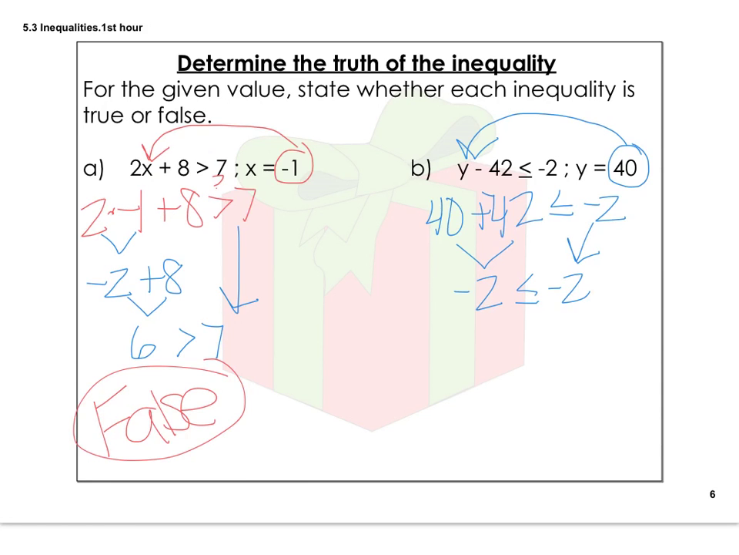Now, this one some students have difficulty trying to figure out, is it true or false? Because negative 2 is not less than negative 2, but because it has this equal to, it actually makes this one true. If it did not have this equal to sign, then that would be a false statement. Because it says less than or equal to, it just has to be one or the other.